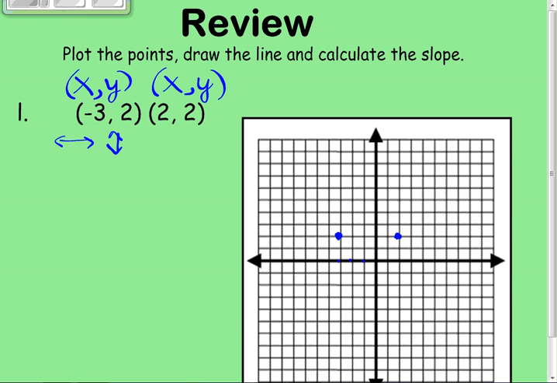Oh, that's interesting. This is a special line. What's it called when you get a line that's flat like that? Now you're talking about slope. No, I'm not asking that. It's called a horizontal line.